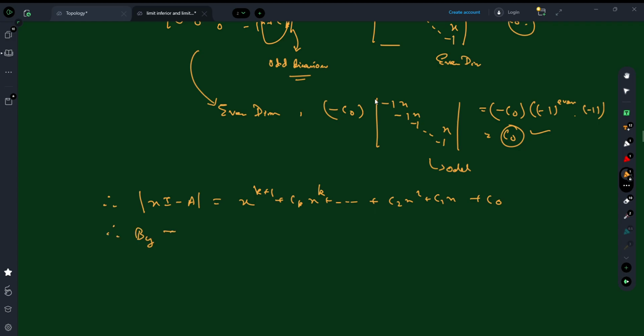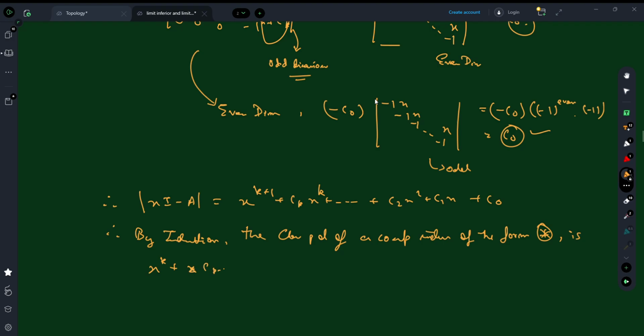Therefore, by induction, the characteristic polynomial of a companion matrix of the form star is x to the power k plus ck minus 1 x to the power k minus 1, and so on and so forth till c1 x plus c0, right? Okay. Is it clear?